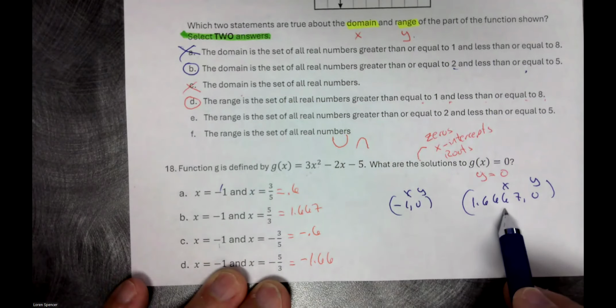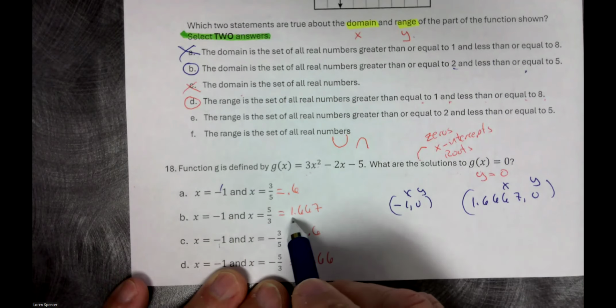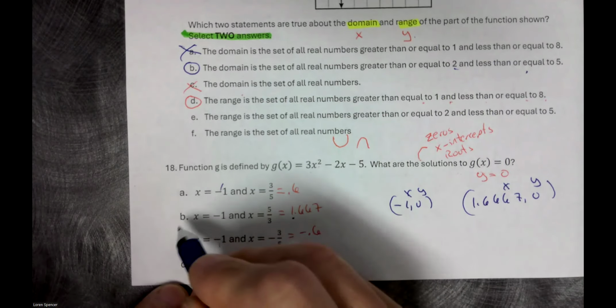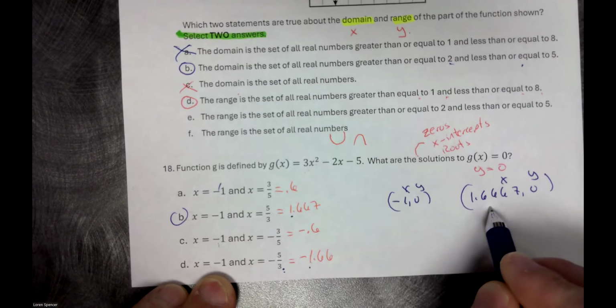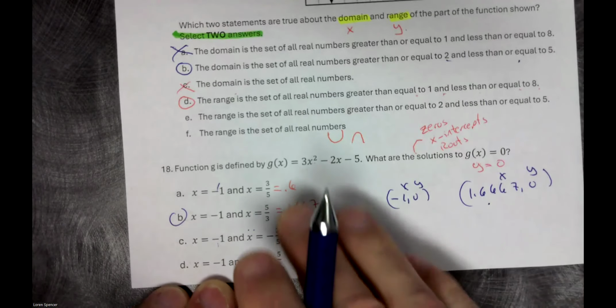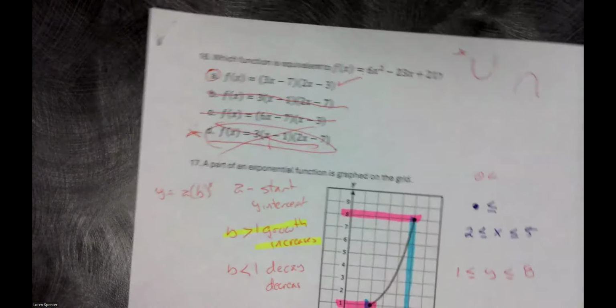But then we have 1.66. Well, the one that has 1.66 is letter B. Make sure you don't choose D. D is a negative. We need a positive. So the answer to number 18 is B.